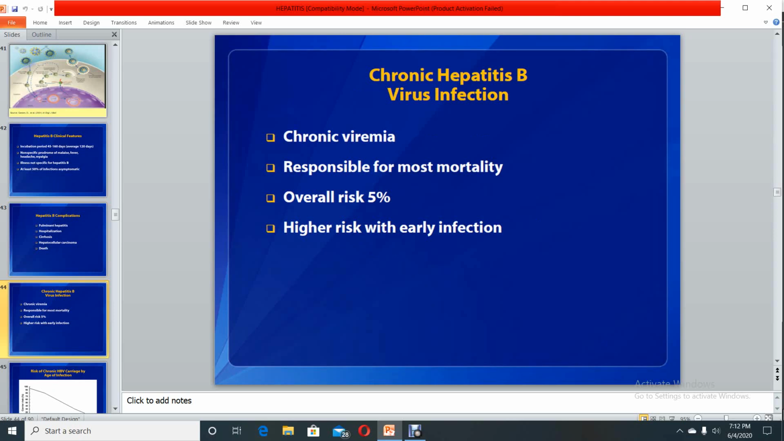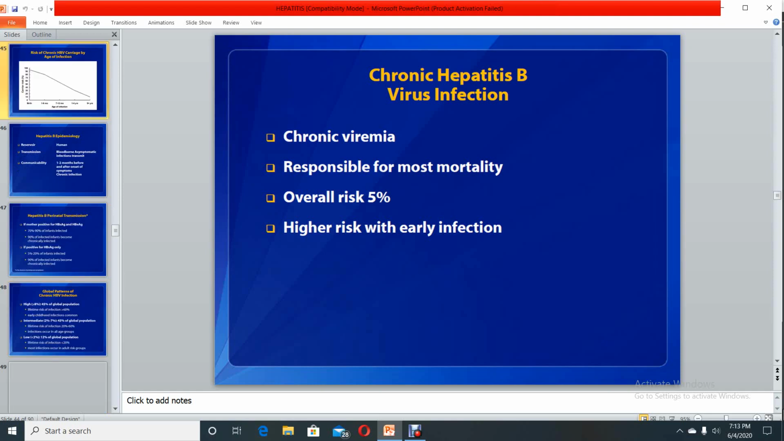As far as chronic hepatitis B is concerned, the overall risk written here is 5%. In my studies, more than 70 to 80% survive after this infection. 90-95% of people recover fine. Of the remaining 5%, 80% of people develop chronic hepatitis. This is what it means.